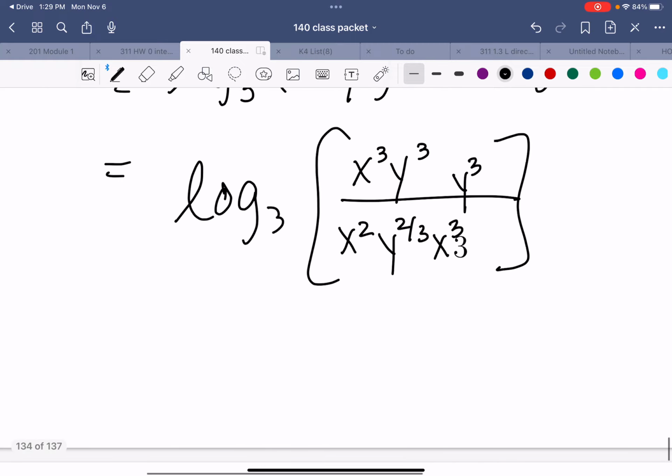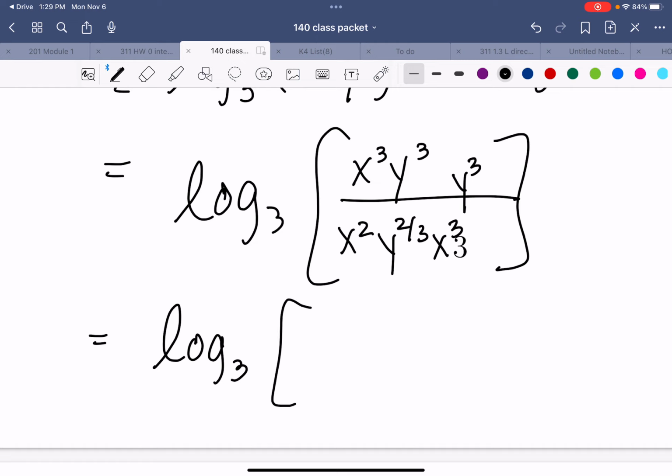Okay, from here we're going to simplify our exponents. So this is log base 3. All right, I see that this x cubed and this x cubed are the same and they can cancel. And the y cubes up top can be added together. The exponents can be added together to become y to the 6th. And then we have x squared y to the 2/3.